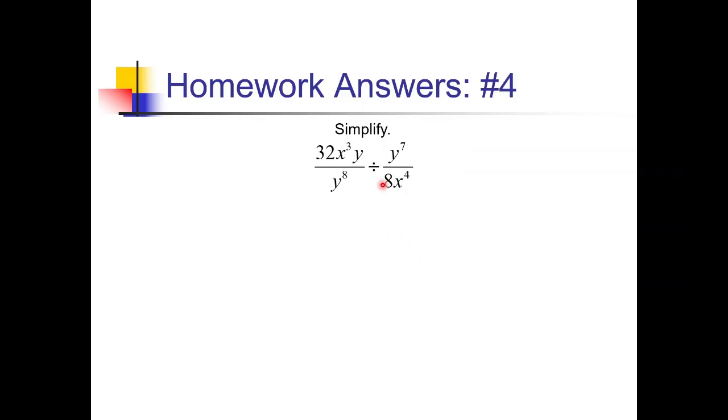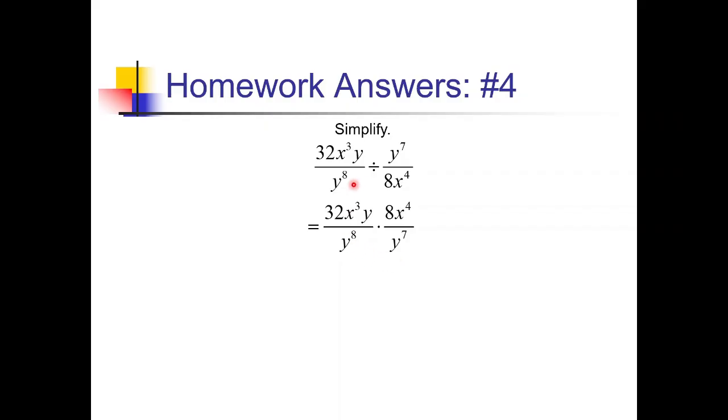To start this division problem, we're going to multiply by the reciprocal, so same change flip. So we keep the same first fraction, change this to multiplication, and flip this second fraction to be 8x to the fourth over y to the seventh. And then if we look closely here, there's nothing to factor. It's just going straight to canceling common factors.